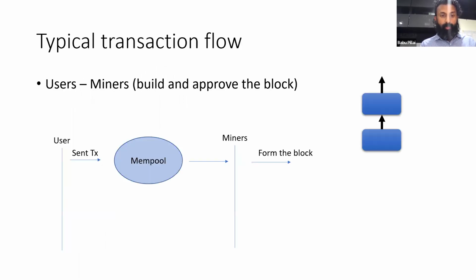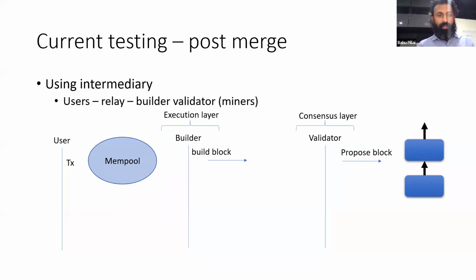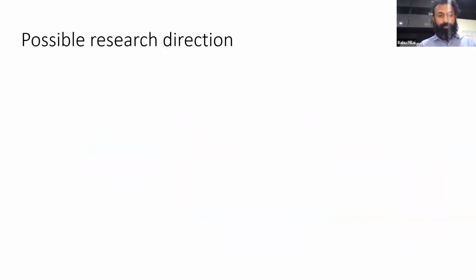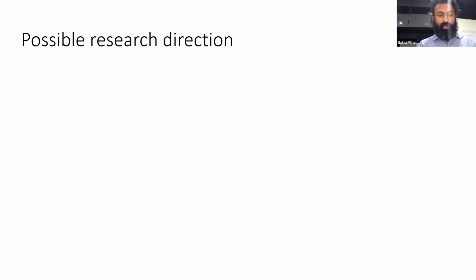I just want to skip through this one because there are some animations happening here. So it is user, Flashbots. This one is explained here. Now in the current post-merge, the user sends it to the builder, and the builder and the validator are connected to the layer. Now, any questions so far?